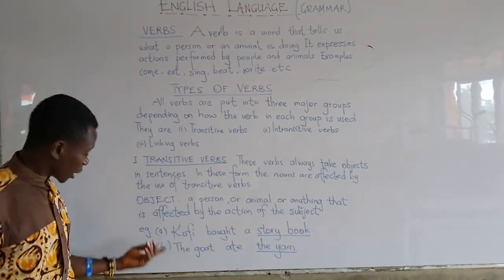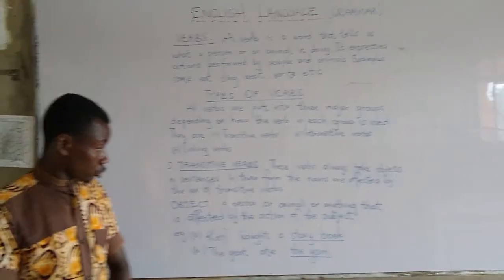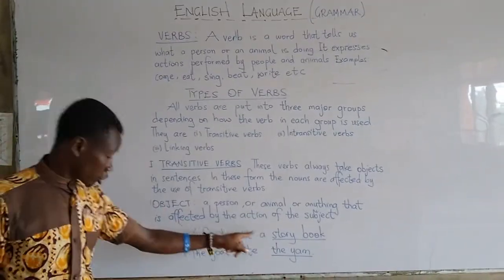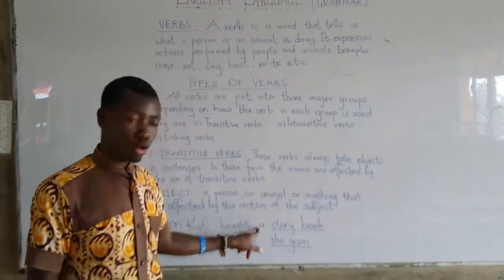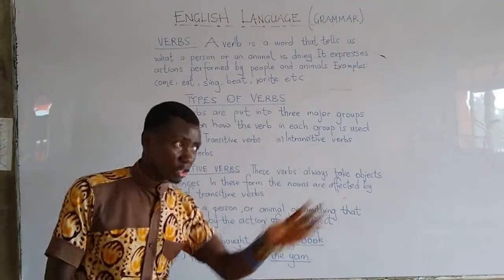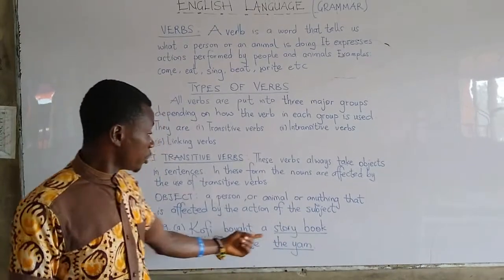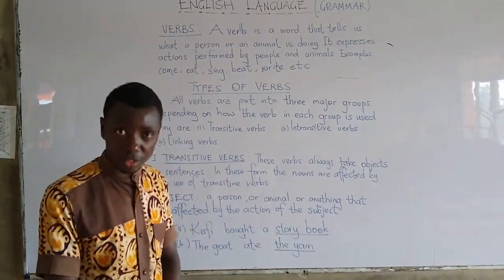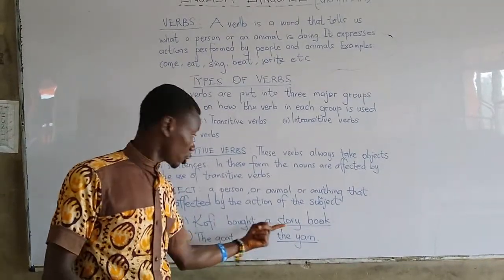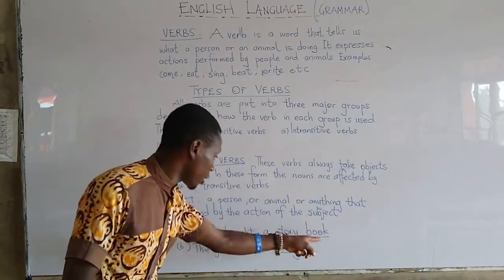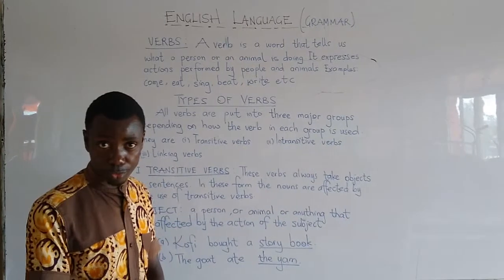Let us look at the sentences below. In sentence A, Kofi bought a storybook. Kofi bought, there is a verb. Kofi, subject. Bought, verb. What did Kofi buy? Kofi bought a storybook. So here, the storybook is our object. The bought is in connection with the storybook. So the sufferer of the action here is the storybook.